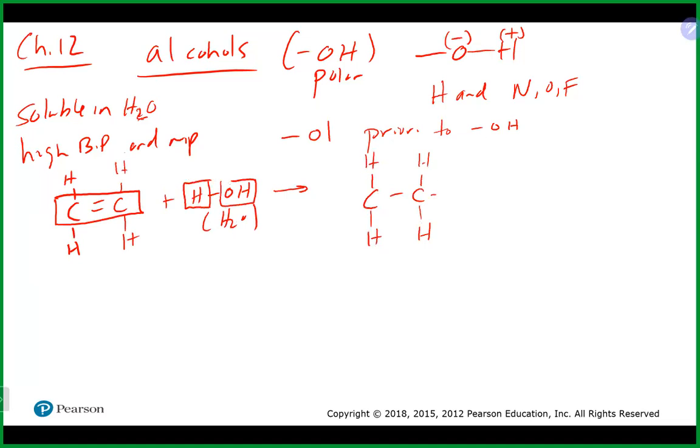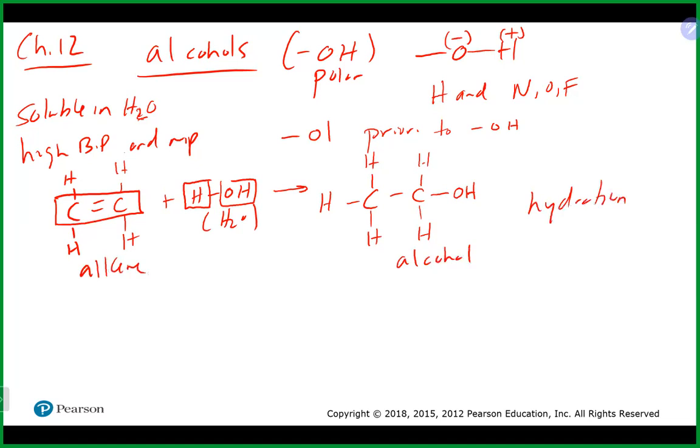And in this case, it's a symmetrical addition, which really means that you can't go wrong because both carbons have the same number of hydrogens, which means you can put the OH on either side, and it's basically the same thing. And here is ethanol. So we go from an alkene to an alcohol through a hydration reaction.